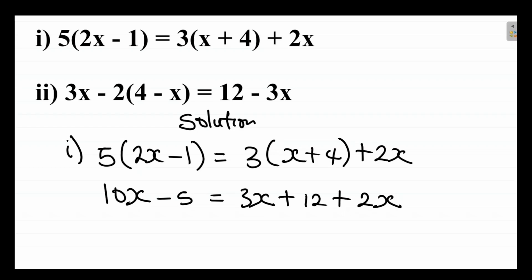We can collect like terms. So the equation becomes 10x. When 3x crosses the equality sign, it becomes minus 3x. Also, when 2x crosses the equality sign, it becomes minus 2x. So we have 12. And when negative 5 crosses the equality sign, it becomes positive 5.